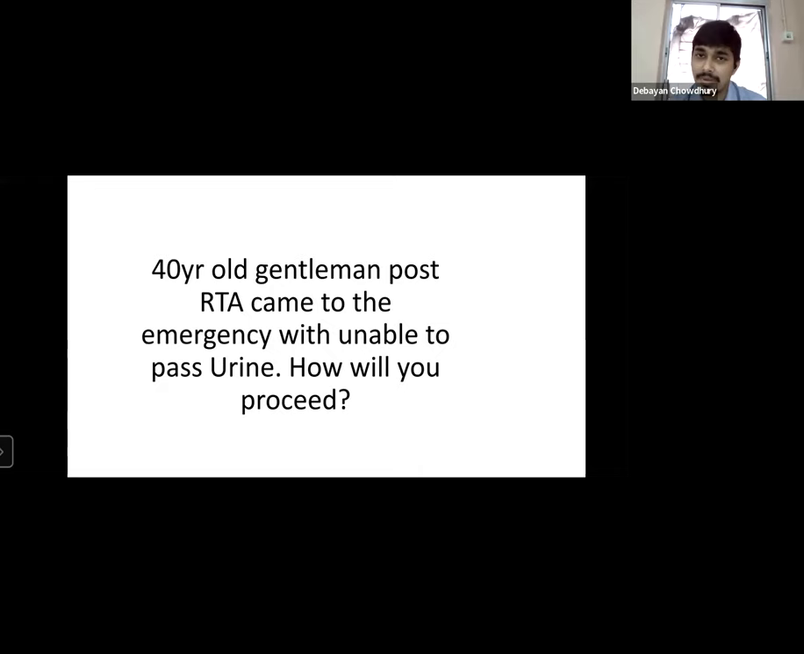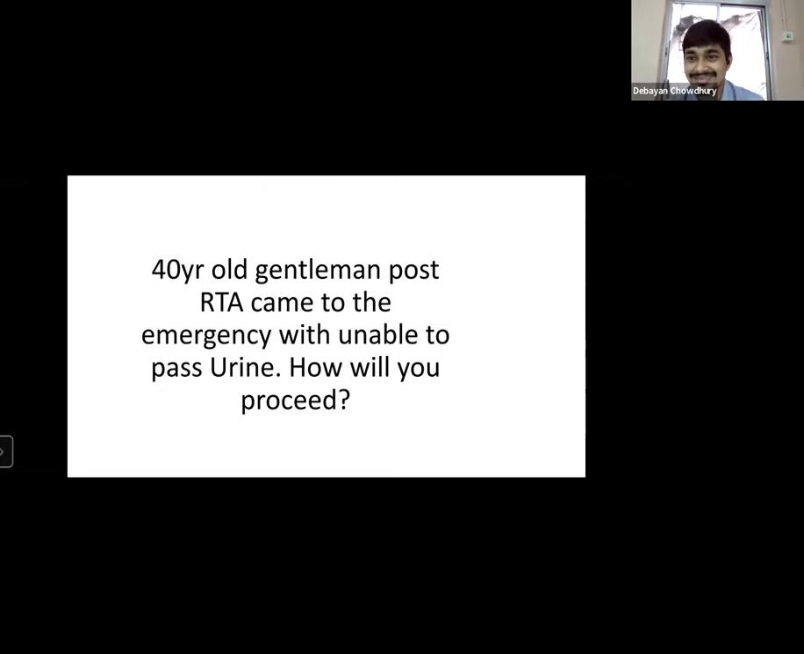Devayan, you said if your hospital has a facility, what facility is needed for doing a retrograde urethrogram? What do you need? Sir, it's a simple procedure. We need only an X-ray machine, sir. So you have the facility. Yes, I have the facility. In the periphery, sir, there may not be an X-ray facility.